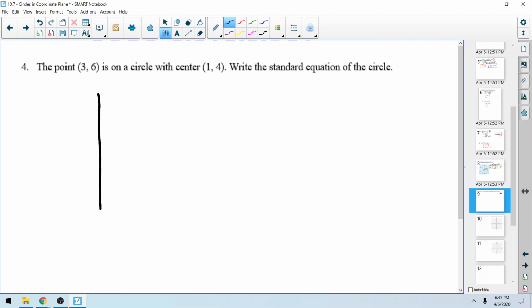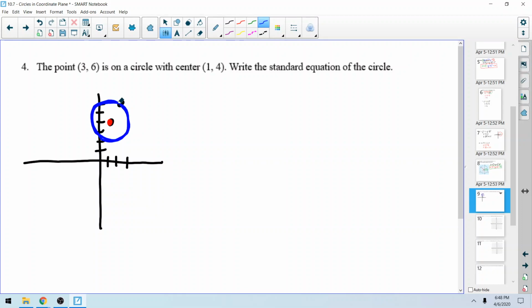So I'm going to start with the center. They told me the center was at (1, 4). Over 1, up 1, 2, 3, 4. There's my center. Then they told me (3, 6). So 1, 2, 3, up 6 is on my circle. So if this is my center and then I've got this point on it, I'm trying my best. I don't know. Maybe it would look something like that.